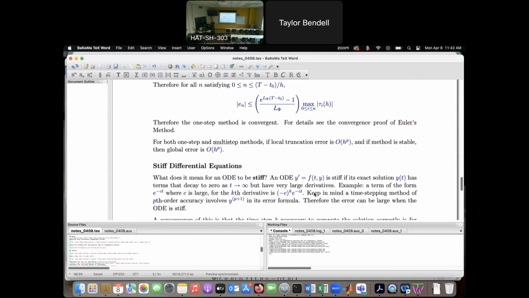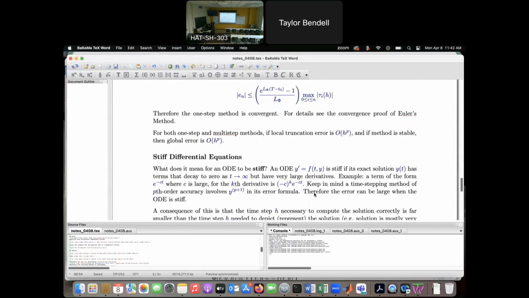Okay. Now, things get challenging when it comes to stability and such, if you go for convergence, when you have an ODE that is stiff. Now, if you look at different books, you might find different definitions of what it means for an ODE to be stiff. Some might only apply the concept of stiffness to a system of ODEs, rather than a single one. The definition we're using here is that an ODE is stiff if its exact solution has terms that decay to 0 as t goes to infinity, but also have very large derivatives.